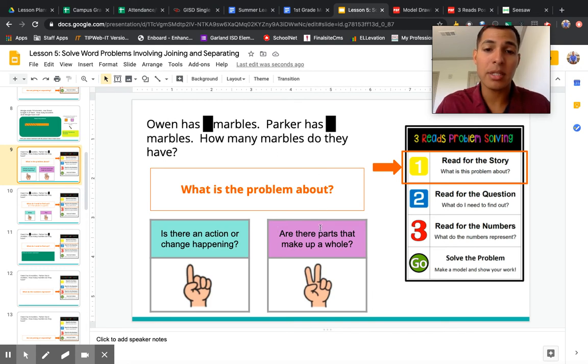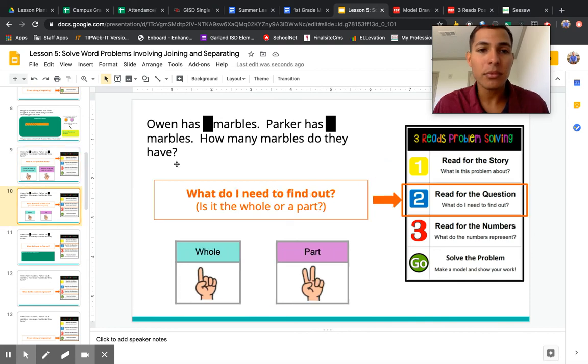With this, we're trying to find our whole, right? Because it says Owen has blank marbles, Parker has blank marbles. How many marbles do they have? It wants us to find out how many marbles they have together. So I got a little ahead on that last slide. Sorry. So this is where I said we know that we have two parts. Owen has his marbles. Parker has his marbles, and we want to find out the whole. We want to find out how many marbles they have together.